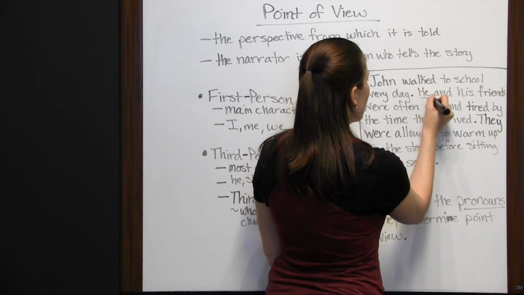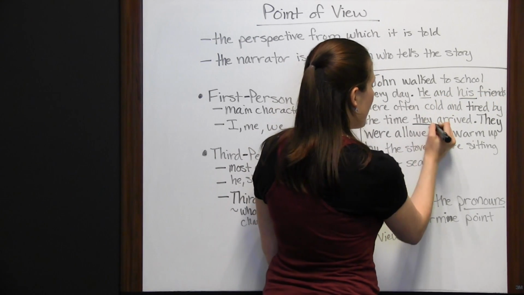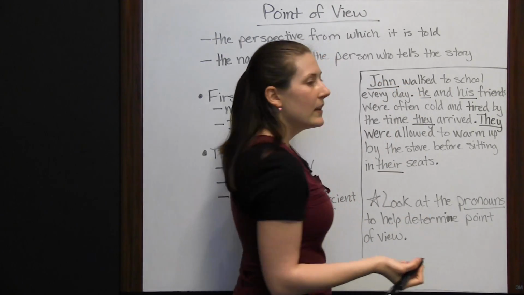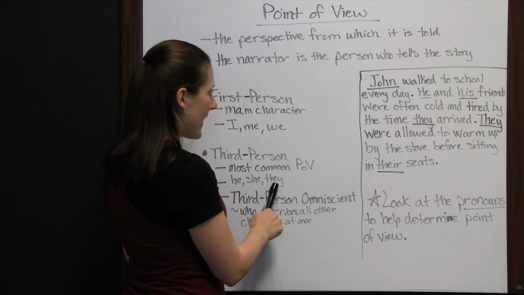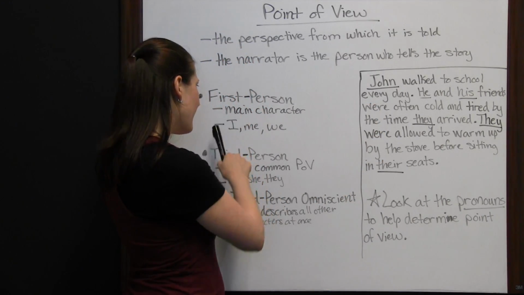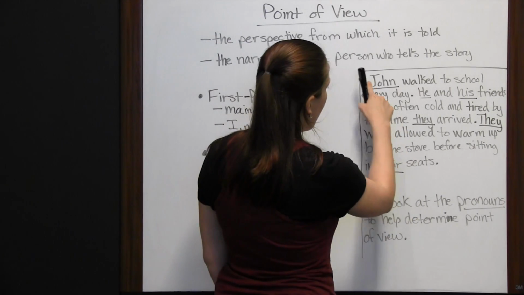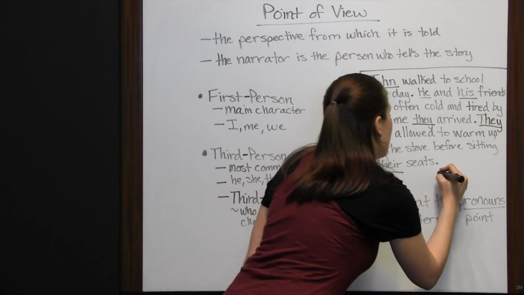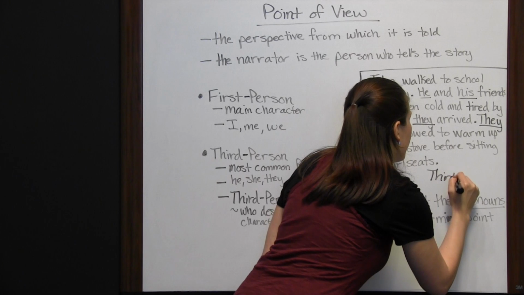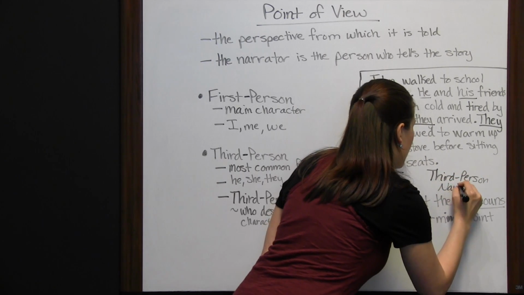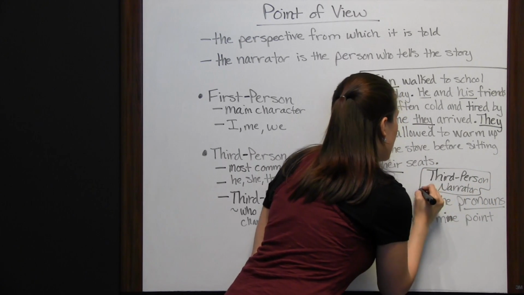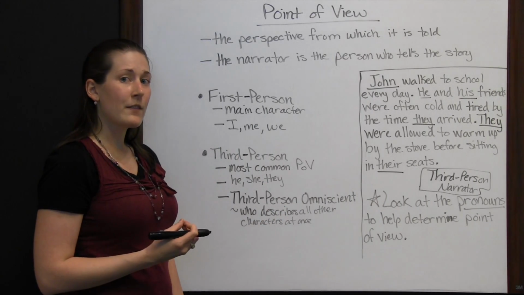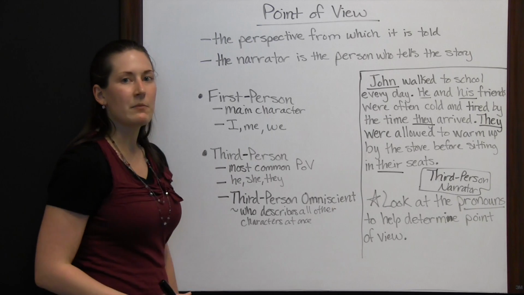So looking through this, we have he and his friends. By the time they arrived, they were allowed to warm up by the stove before sitting in their seats. And it started with John. So the narrator is using he and they, and someone's name. Now, first person could use someone's name, and that's why it's important to look at the pronouns. But the narrator starts talking about John, and then he uses all of these third-person pronouns. The narrator is a third-person narrator here. Let's write it out. Third person. And you know this because you're looking at the pronouns. And the pronouns are all telling you that the narrator is telling you what's happening, but the narrator is not a part of the action. So the point of view is a third person point of view.